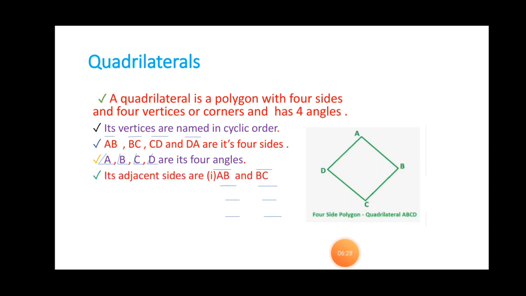Now its adjacent sides are side AB with side BC, and the second pair of adjacent sides are side BC with side CD because they have a common endpoint at vertex C. Same way the third pair of adjacent sides are side CD with side DA, as they have a common endpoint at vertex D. And the fourth pair of adjacent sides are side DA and side AB, as they have a common endpoint at vertex A.